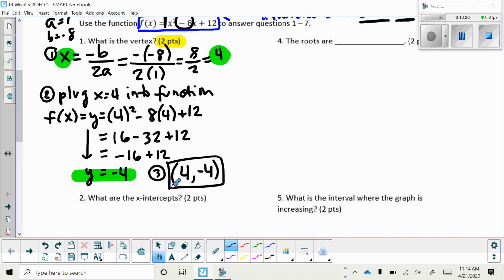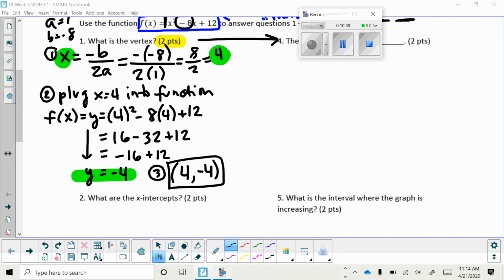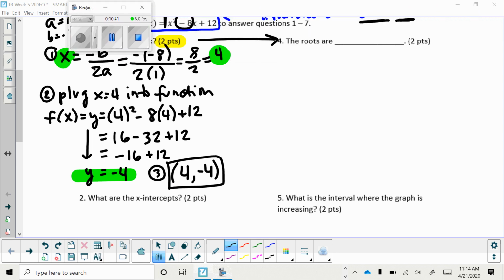And even though number 2 is next below, I'm actually going to move this way first. So we're going to go do 4 first, because 2 really should come after 4. I just didn't realize that's how I had everything printed. All right, so number 4 is asking for the roots.